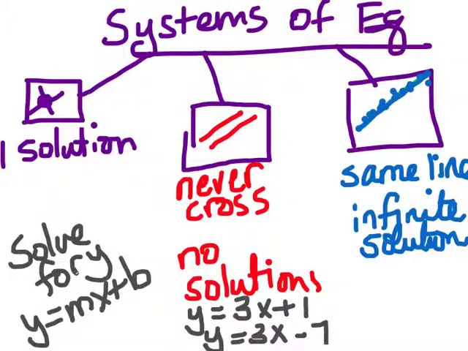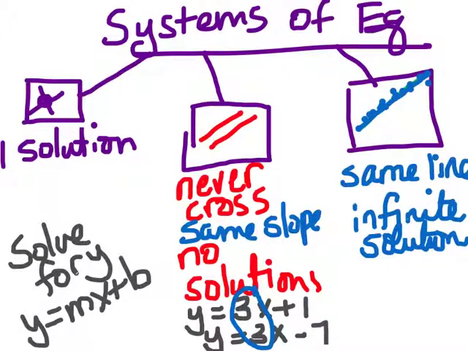Well, these two lines have the same slope, so because they have the same slope, I know they're parallel already without graphing them, so I can go ahead and just say no solutions. I don't really have to graph them. If I see they have the same slope, I know they're parallel and they'll have no solutions.